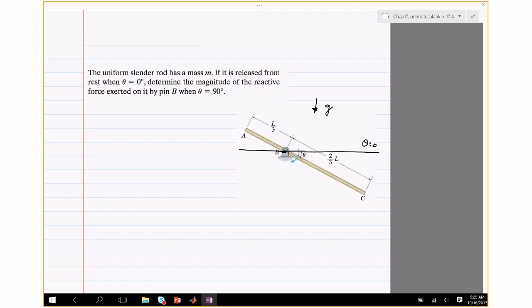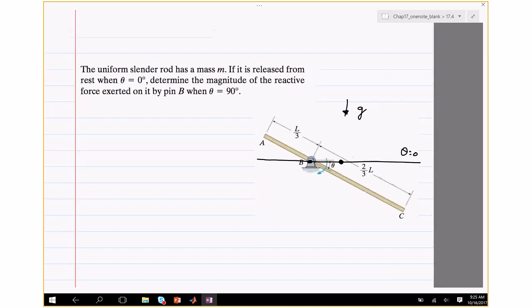Okay? Clearly, it rotates the way I've shown because it's given to you that it's a uniform slender rod, which means that the center of mass is right in the middle. Since the center of mass is right there, it's going to move clockwise. Okay, so let's start with the free body diagram.